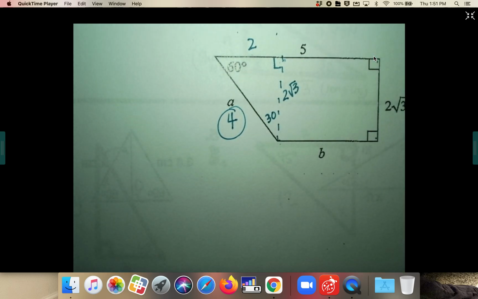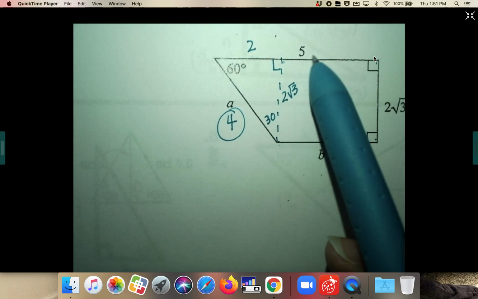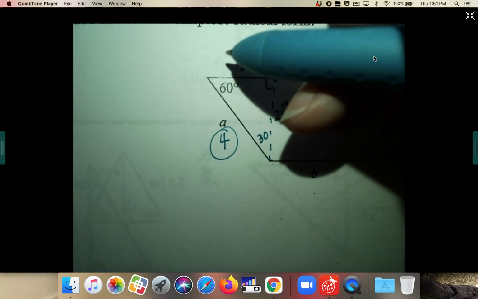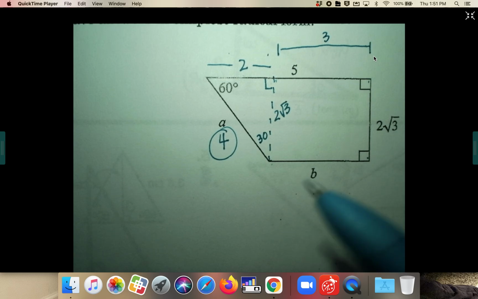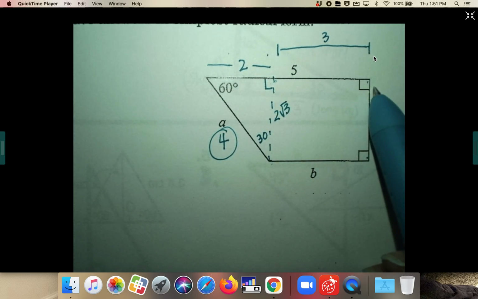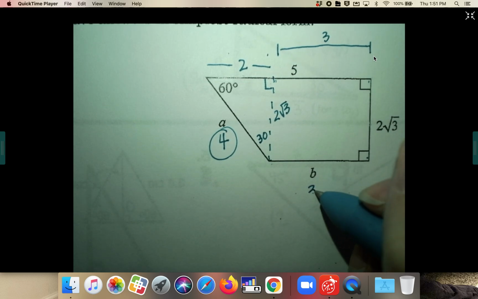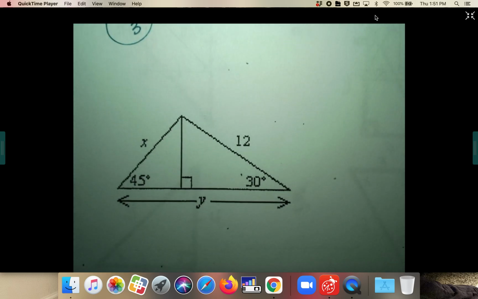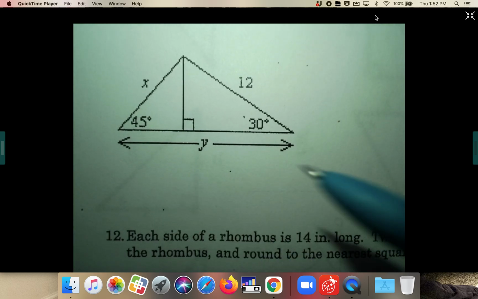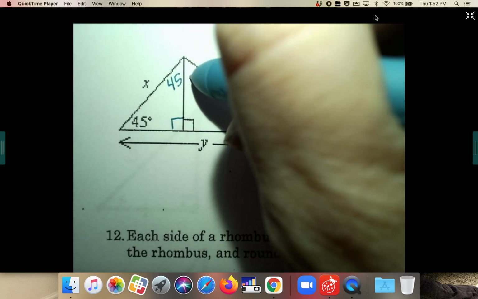So A is 4. Now if from here to here is 2, and they told us originally that this whole length is 5, that means from here to here must be 3. Because originally this 5 was already there. It told us the whole thing was 5. So if this is 3, then this length down here also has to be 3. All right, I think we solved all of them on that one. Let's move on to this one where once again we have both a 45, 45, 90 triangle and a 30, 60, 90 triangle.